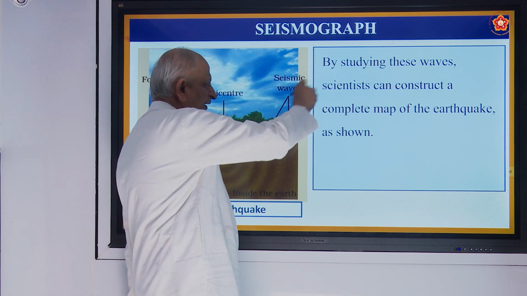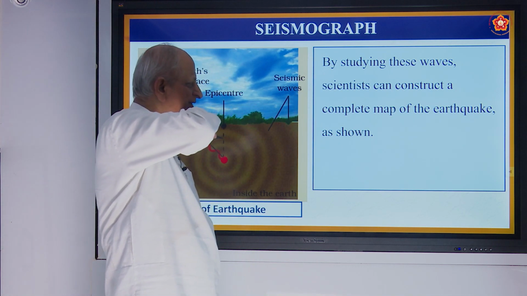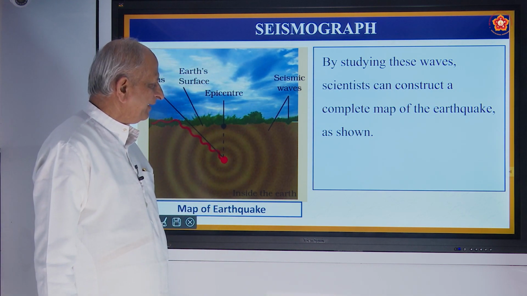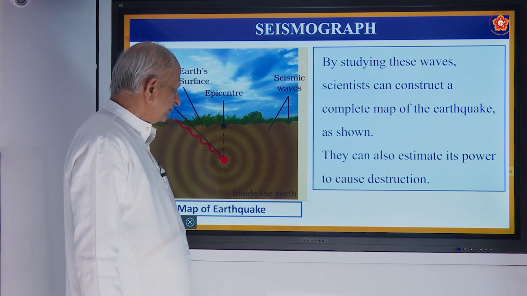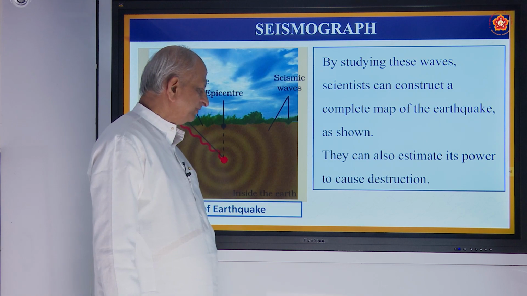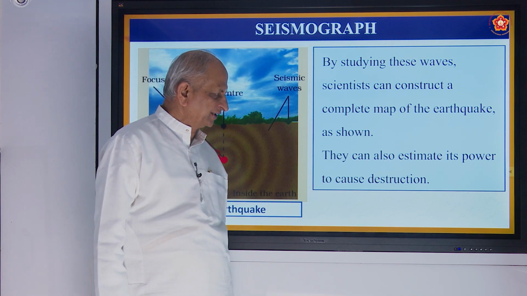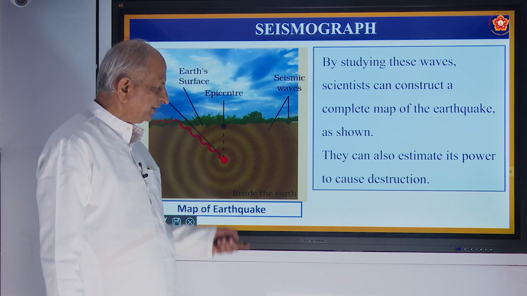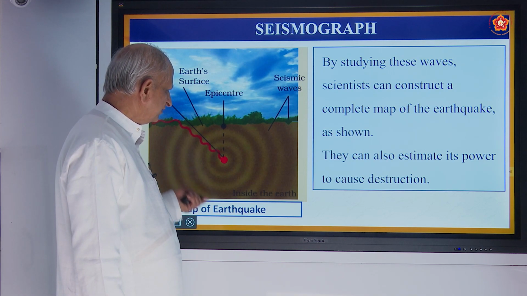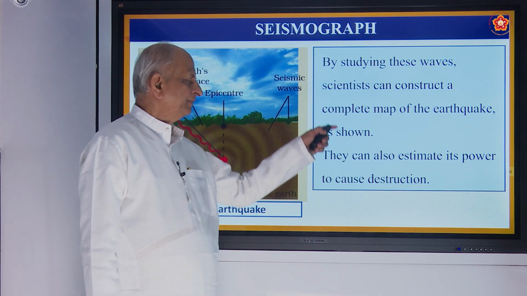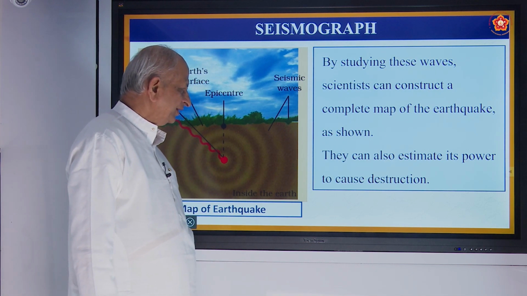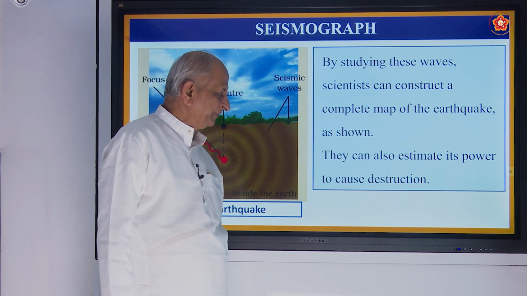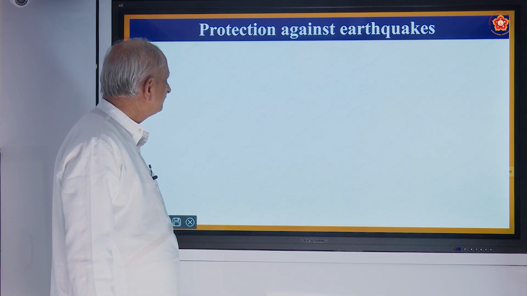By studying these waves, scientists can construct a complete map of the earthquake as shown. They can also estimate its power to cause destruction. So you have seen in the previous slide how the map can be drawn, okay, and also the amount of danger that may come due to an earthquake.